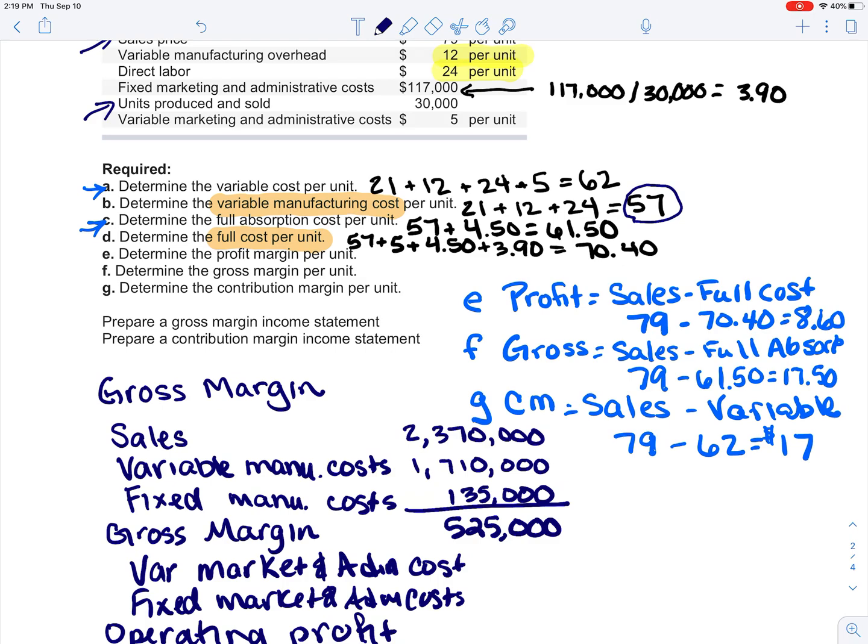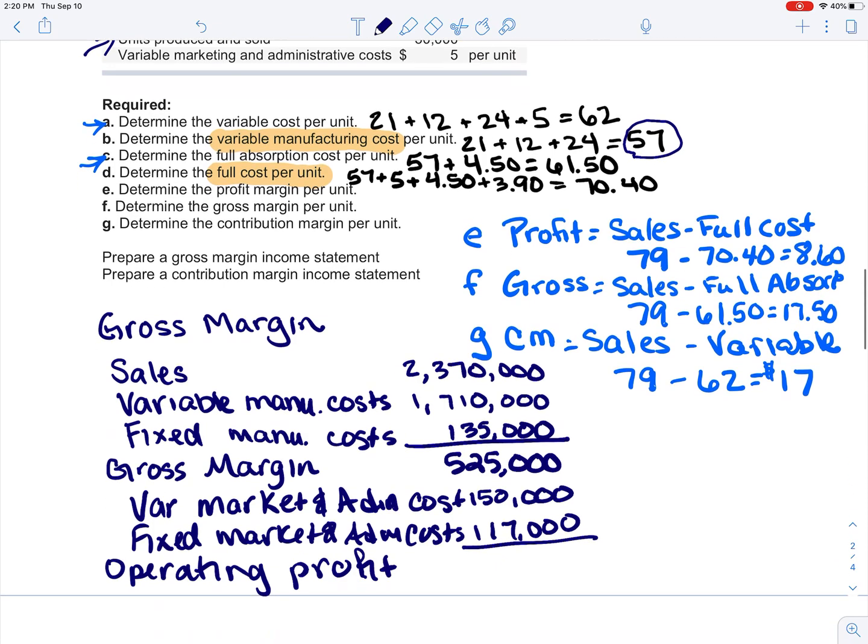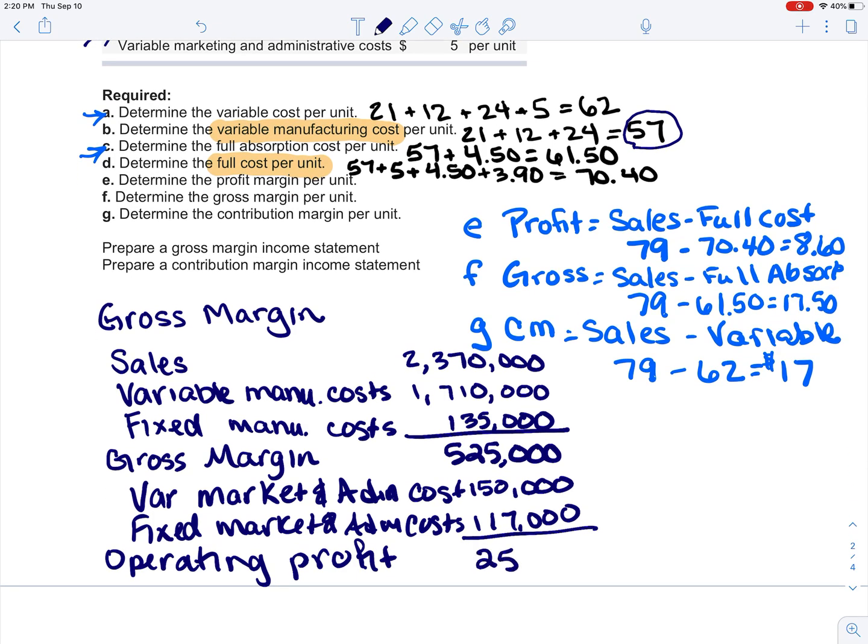Then I'm going to pull in my variable marketing and admin costs. It was $5. We had 30,000 units, so that's 150. I'm going to bring in those fixed costs of 117. This is just given to you, giving me that operating profit of $258, which is just your gross margin and subtracting out those variable and fixed admin costs.